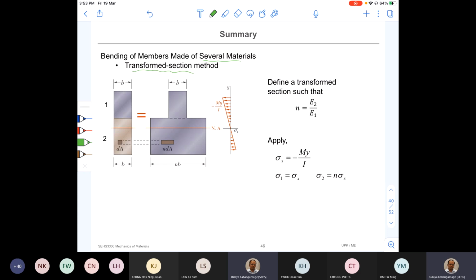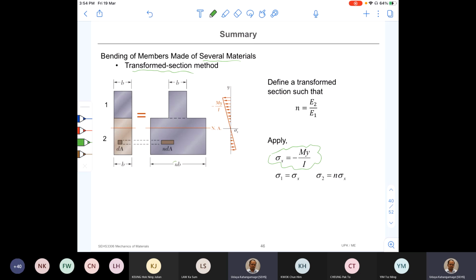In the transformed section method, we transform the cross section of the two-material member into an imaginary cross section made of a single material. So once you do that, we can apply our bending formula, right? In that transformation, one material is going to be converted into an imaginary material, right? We do that without changing the height of the member. We maintain the height, but we increase the width.